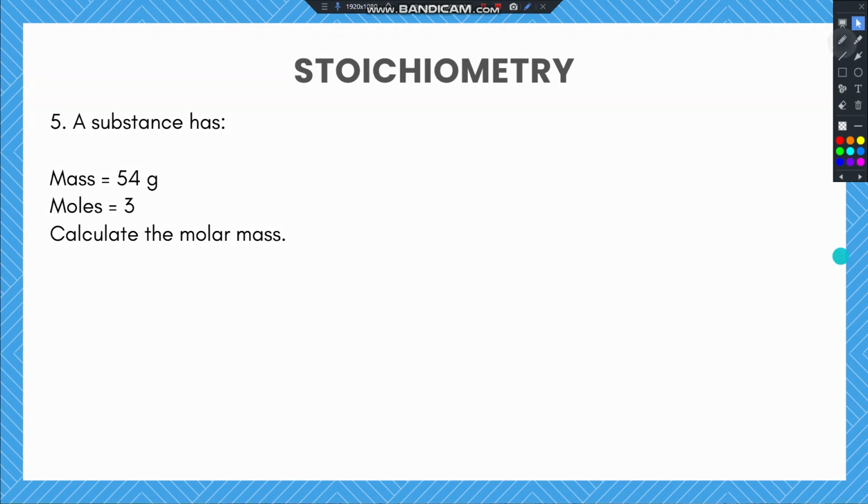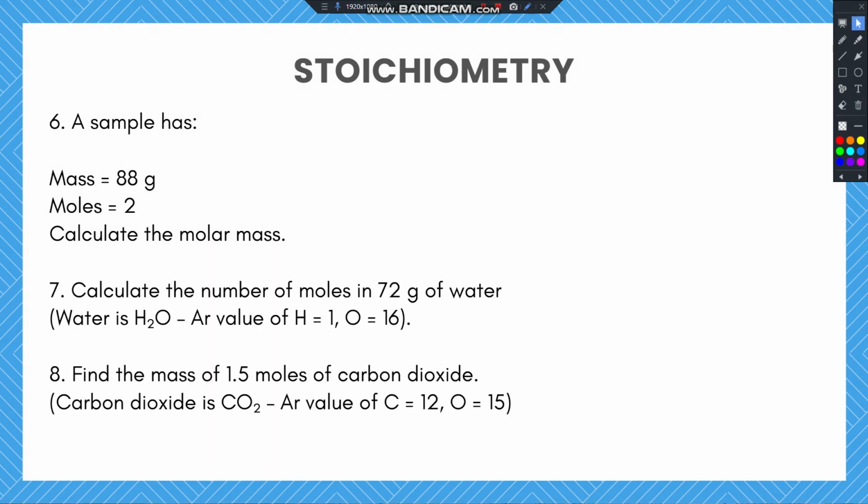And then fifthly, a substance has 54 grams and number of moles is 3. Calculate the molar mass. You saw me do an example that was similar to that, so this shouldn't be a hassle for you. Sixthly, a sample has 88 grams. The number of moles is 2. Calculate the molar mass. And then seventh, we have calculate the number of moles in 72 grams of water.